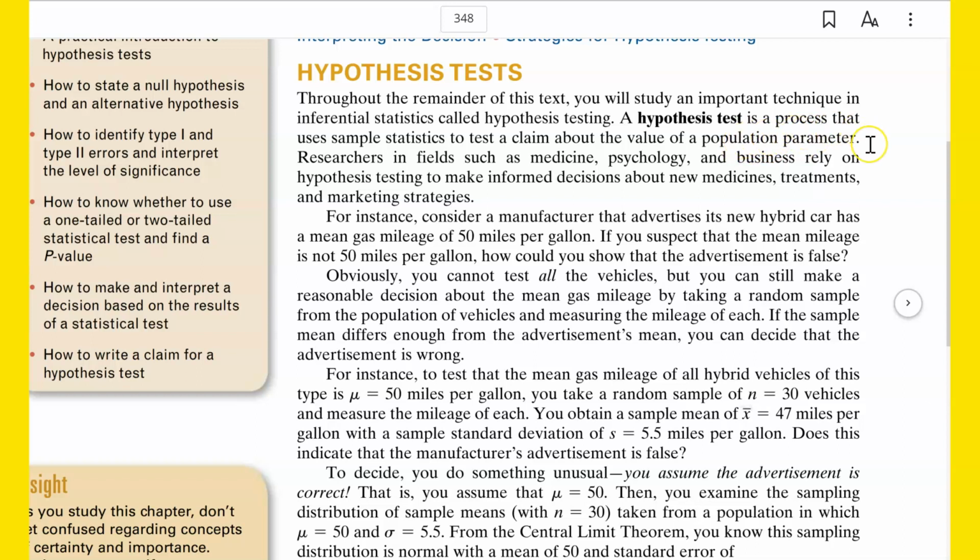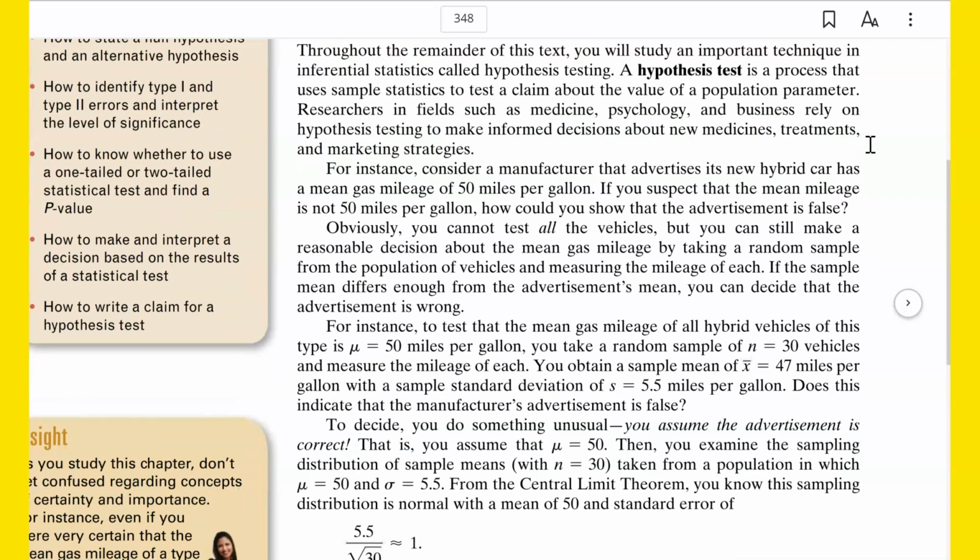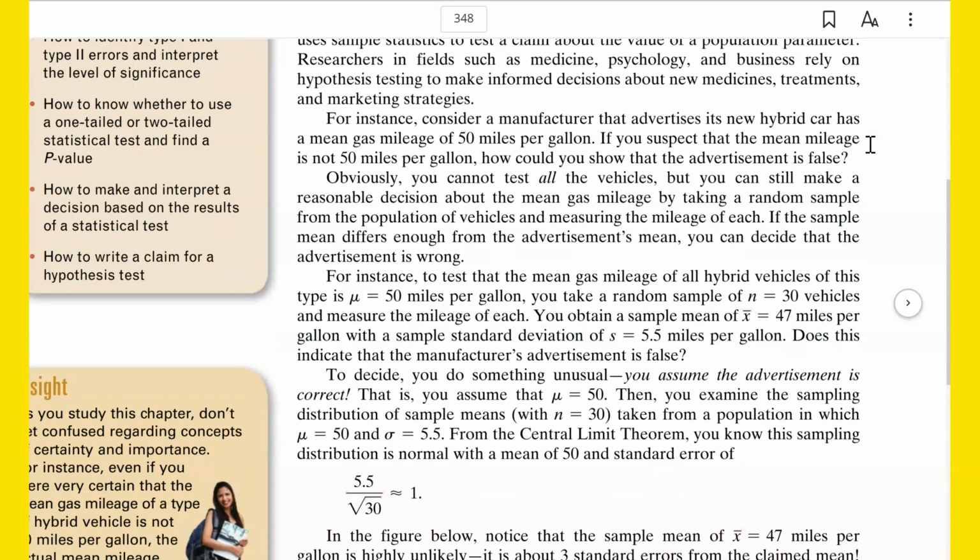population characteristic, like the weight of all male college students. Someone claims that the average weight is 160 pounds, and then there's a way to test that by taking a sample, and then you can decide whether that claim is an okay claim or not.